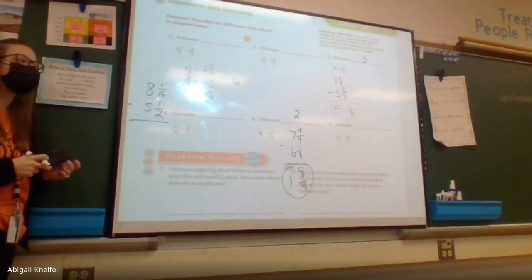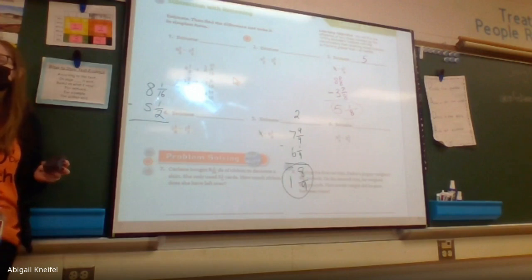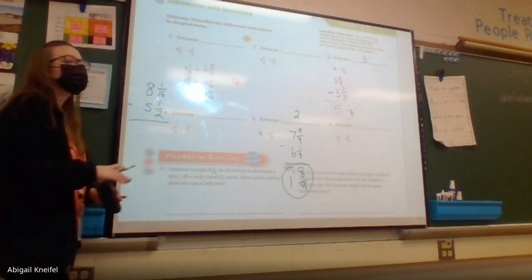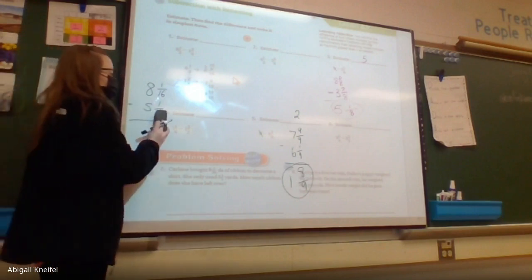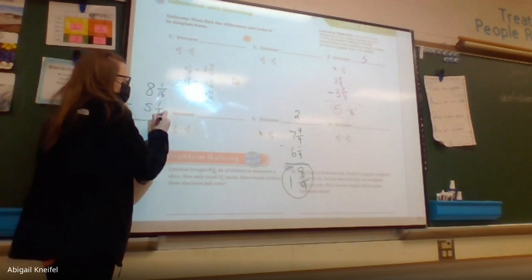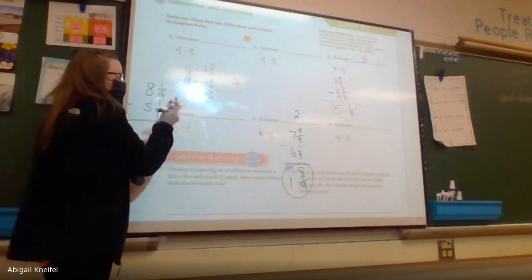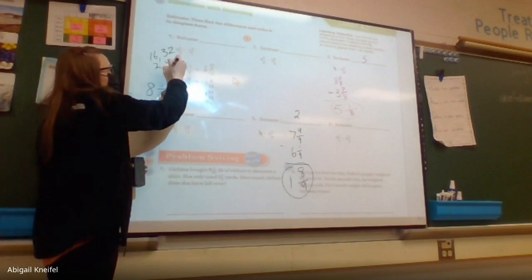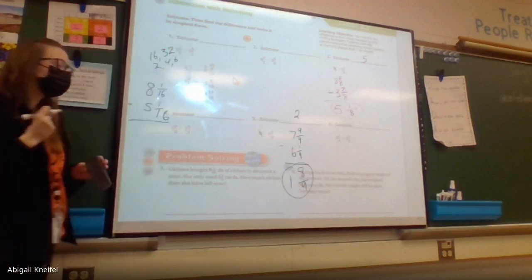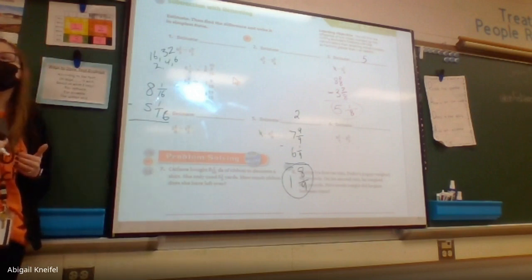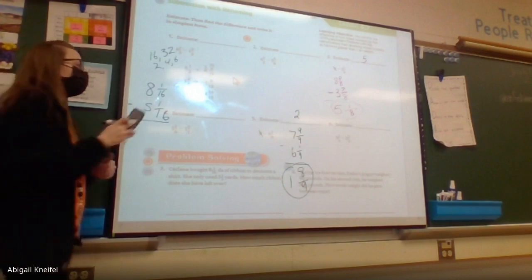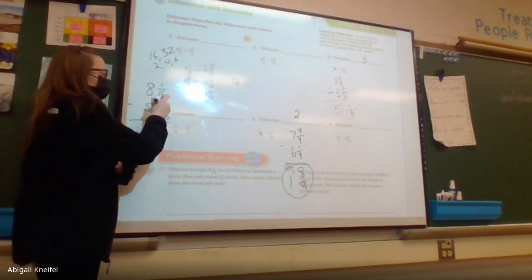So, guess what? Mrs. Kneifel knows that 16 and 2 are both even numbers. So I'm going to leave 16 alone because I know 2 can go into 16, okay? So their least common denominator is going to be 16. If you didn't know that, all you had to do was list multiples of them until you got there. You could always use your multiplication chart as well. How many times do I need to multiply 2 to get to 16? 8. 8 times.